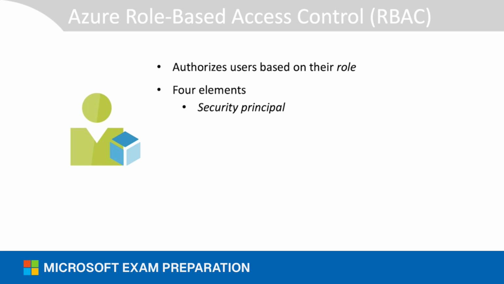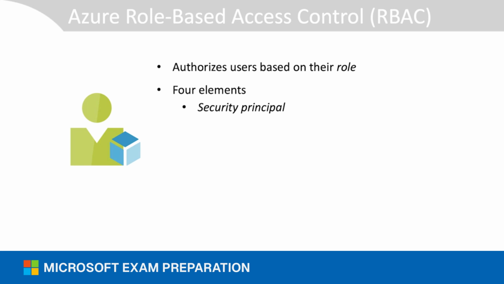A security principal can be a user, but it can also be a group or an application. And when a security principal represents an application, it's actually called a service principal. A security principal can also be a special entity called a managed identity. And managed identities allow you to authorize an Azure service.